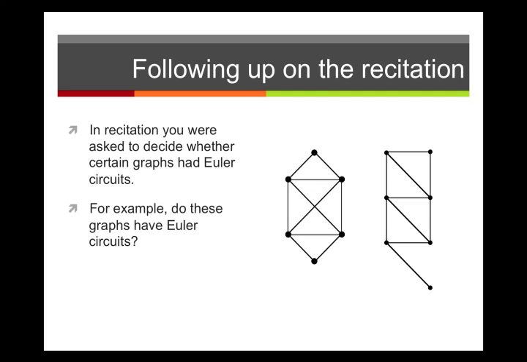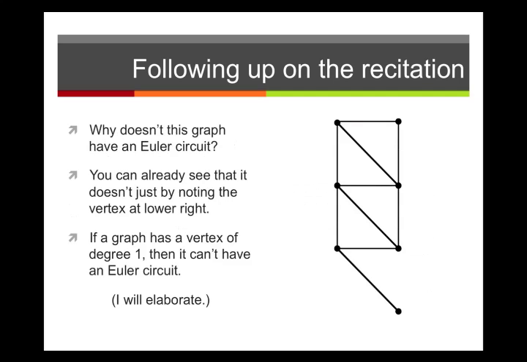Well, the answer in one case is yes. For the one on the left, there is an Euler circuit. For the one on the right, there is not an Euler circuit. For the one on the left, to convince yourself that it has an Euler circuit, just find one. There is one there, and it's very easy to find an Euler circuit. In fact, there's lots of them. If I ask two different people to do this problem, almost certainly they will find two different Euler circuits. The one on the right, however, doesn't have any Euler circuits at all.